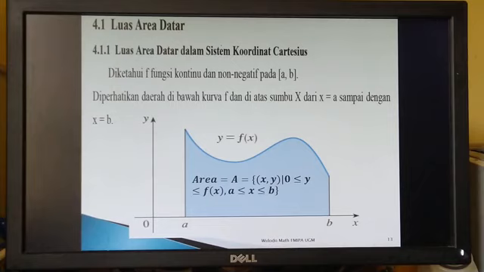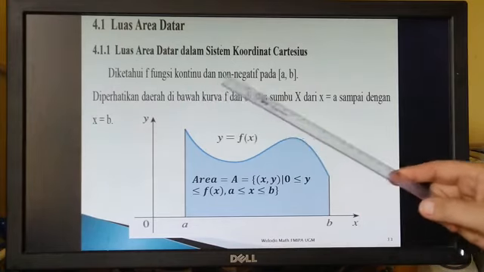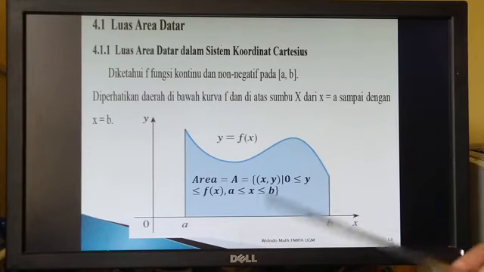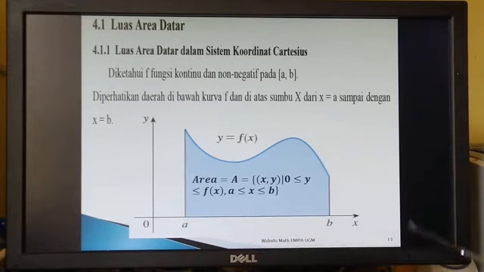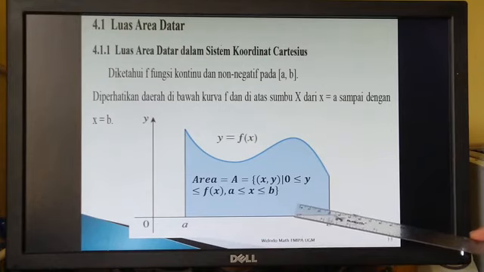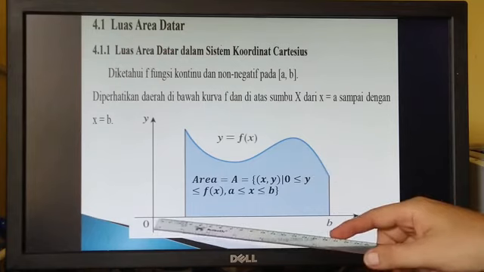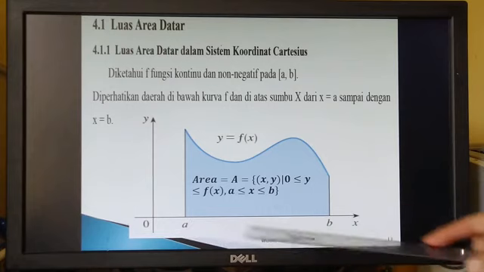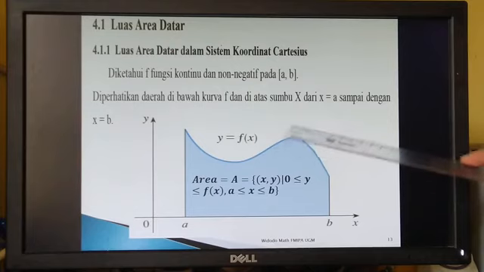If we have the function f continuous and non-negative on the interval [a,b], as we draw here in this picture, the blue area, the area R, is defined by the area restricted by the x-axis, x equals a, x equals b, and y equals f(x).